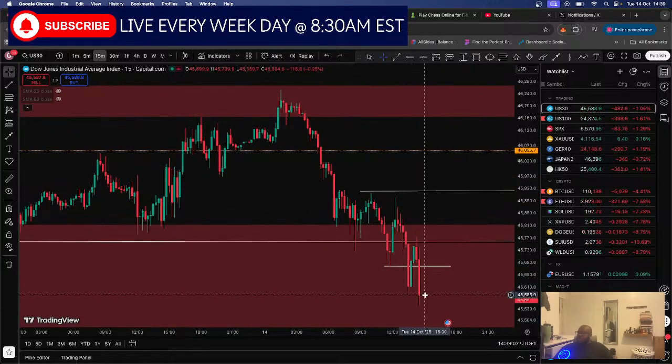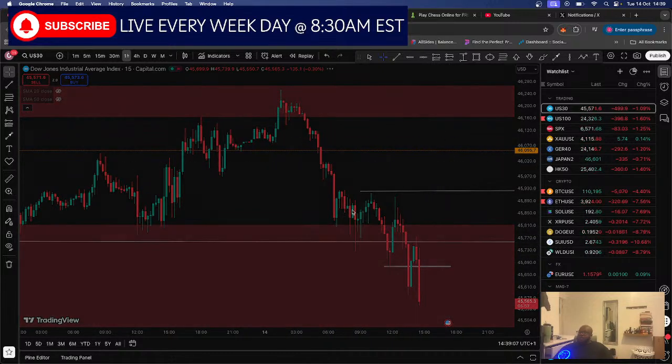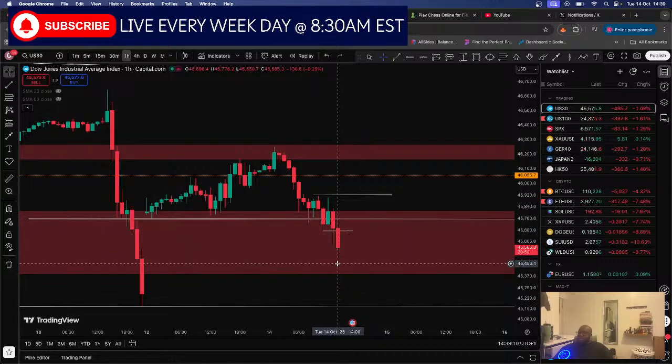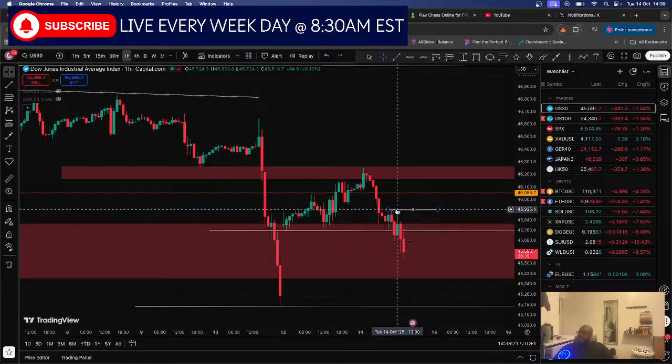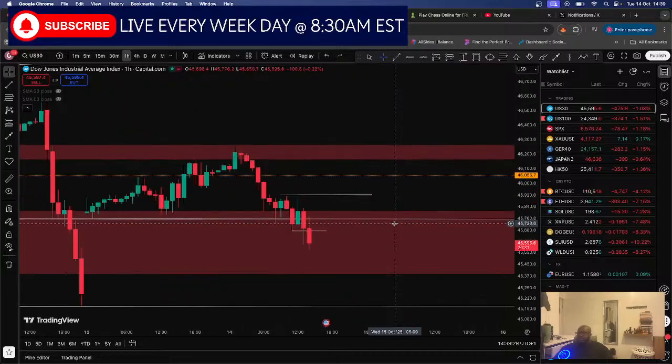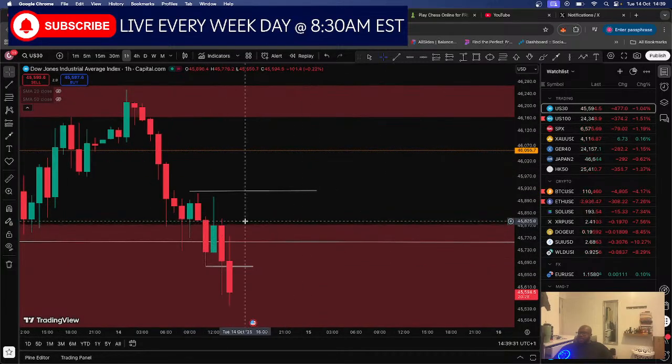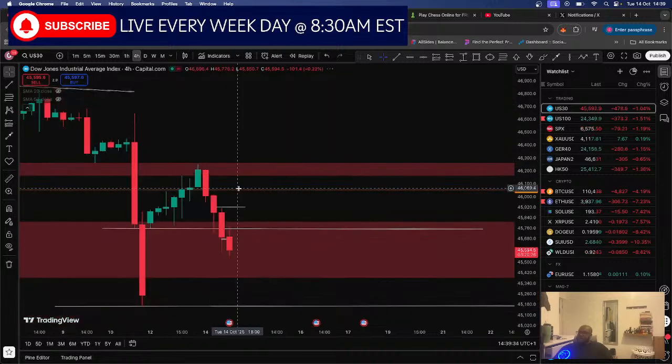As I said already, if we get a rejection here and we get a close above this area, what I want to be looking out for is to see whether or not we can get a close above here on the hourly chart, and if that happens, I can justify taking a buy trade. But it'd have to be above this level right here to confirm a market structure shift on the hourly at the bare minimum. So that's what I'm looking out for at this current moment in time.